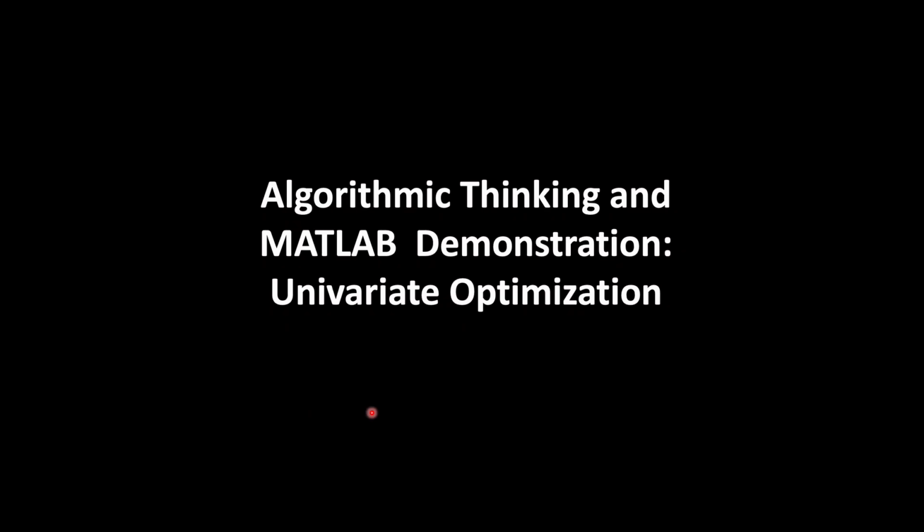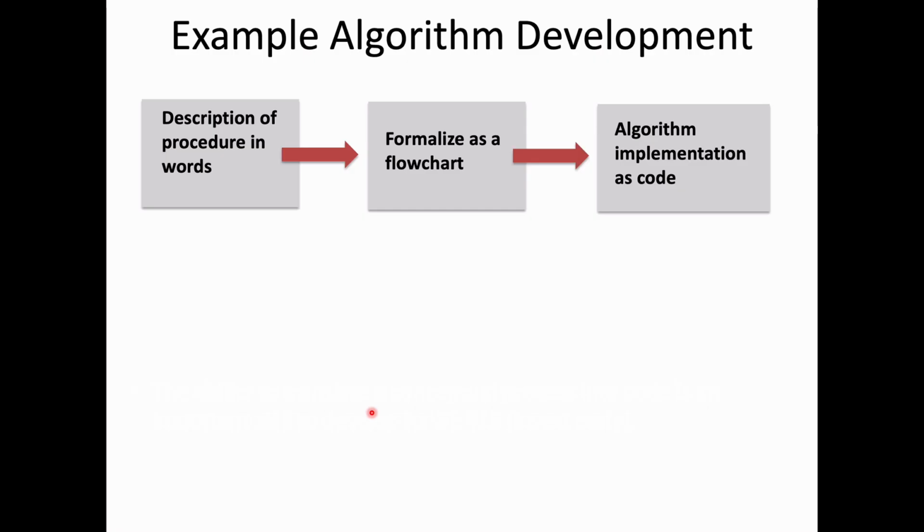Algorithmic thinking and Matlab demonstration. Let's have a look at an example that involves univariate optimization, or in other words, a function. We want to find the minimum value of a function, but the function has only a single scalar input to that function. In this algorithmic development process, we're going to start with a description of the procedure in words.